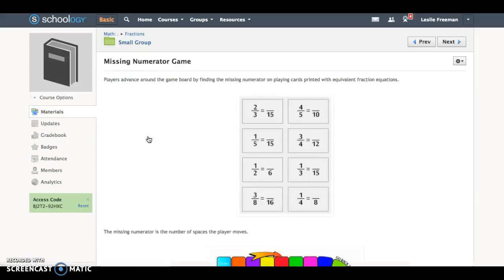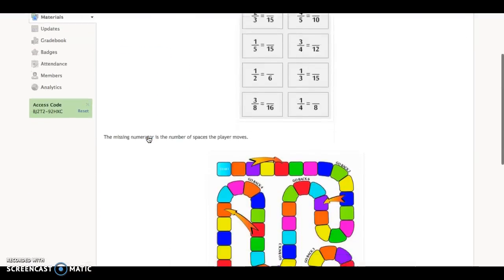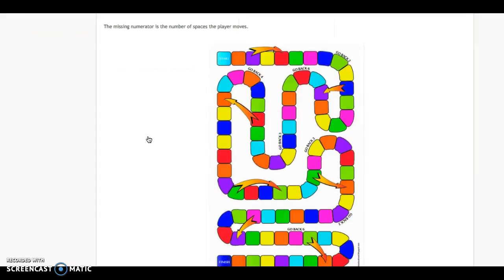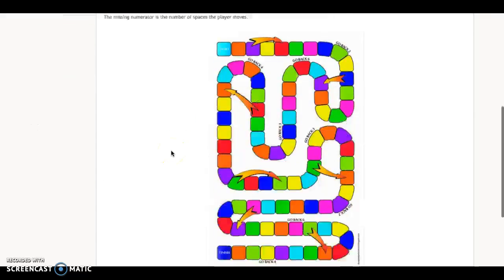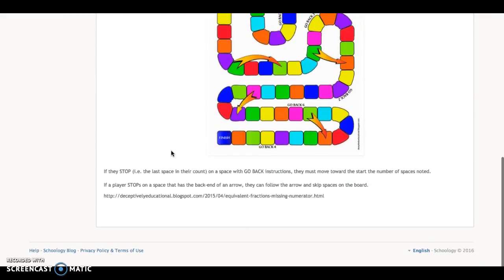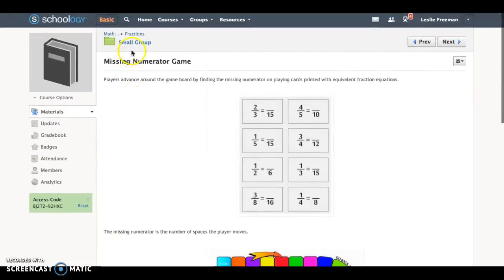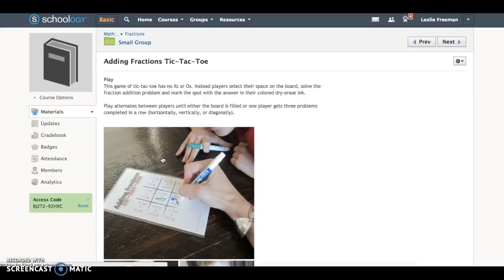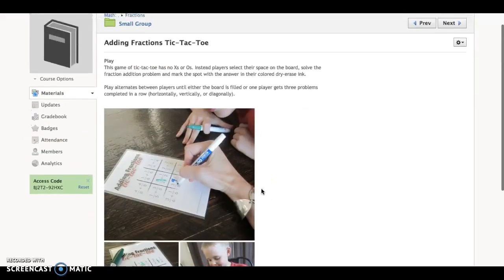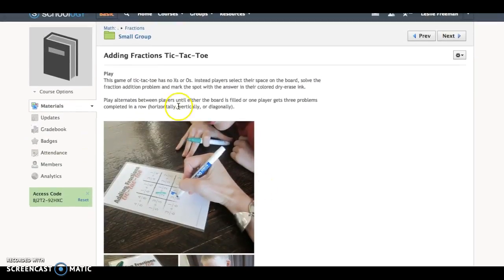Another game I have is this missing numerator game. I will have game boards ready for kids to play this game over in that small group station, and this gives them a nice little instructions area to see what they're doing, and they can play that game together. This is adding fractions tic-tac-toe. It shows an example of how to play. I will have those boards ready for students in the station as well. They can get the instructions right here.